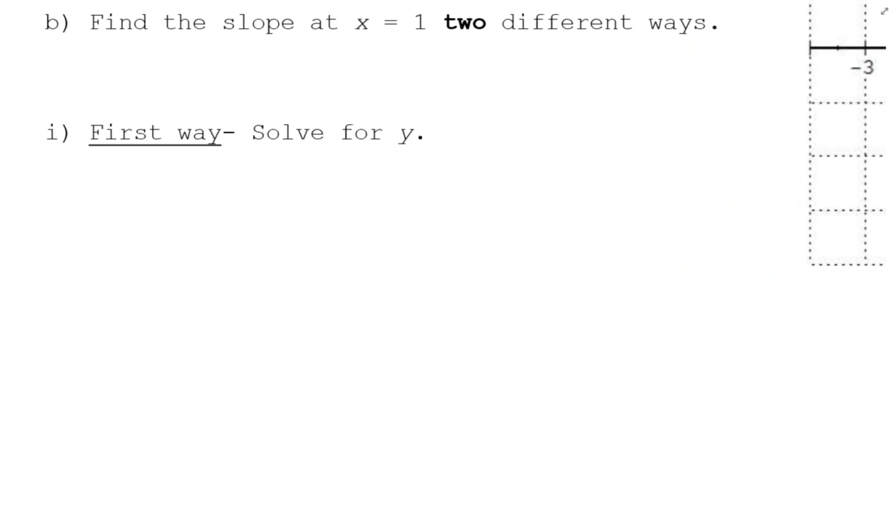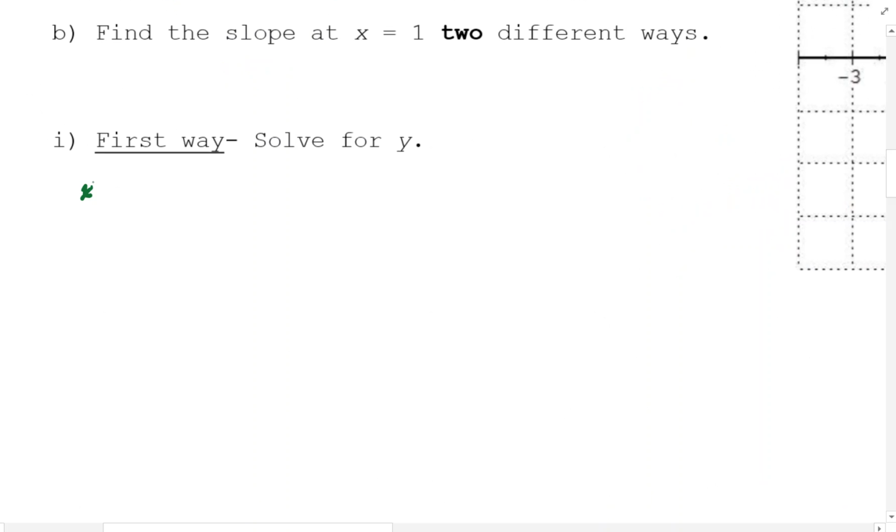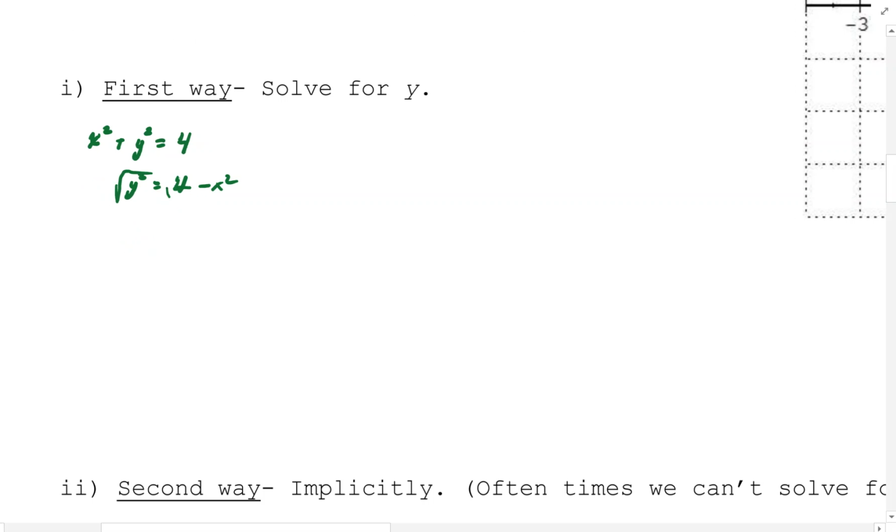So if I have x squared plus y squared equals 4, I want to solve for y, so I'm going to subtract the x squared from each side and take the square root of each side. So I've got y equals plus or minus the square root of 4 minus x squared. So two separate equations: y equals the positive square root of 4 minus x squared, or y equals the negative square root of 4 minus x squared.